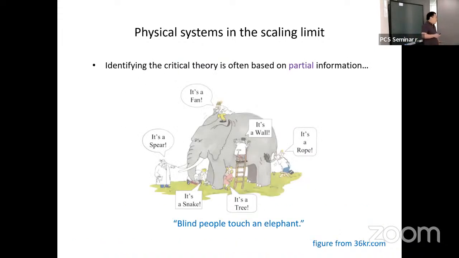Okay, so for us doing numerics, we also often only get partial information. So for example, if you calculate a correlation function, you get some exponents, and then you compare this with some known field theory, and then you make a guess. And often this information is not complete, and then you could find out the most probable field theory describing this model. And this is really like blind people touching an elephant, and of course you touch different parts, then you may get a complete understanding.